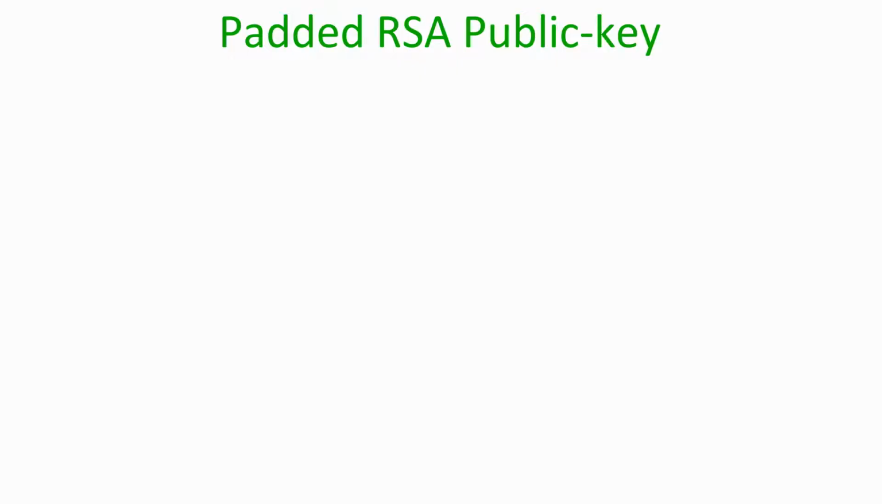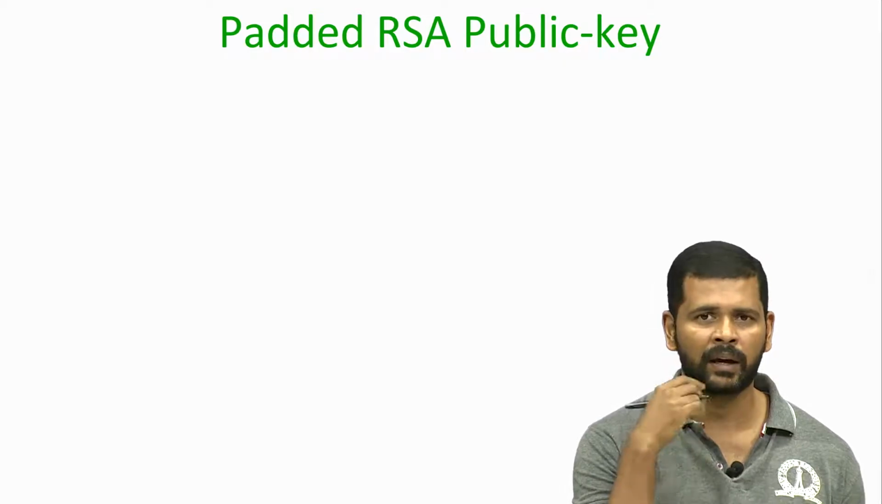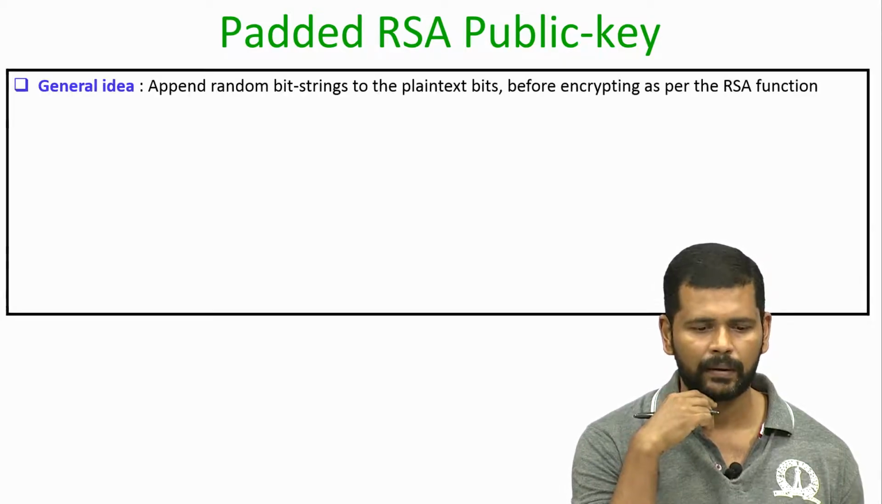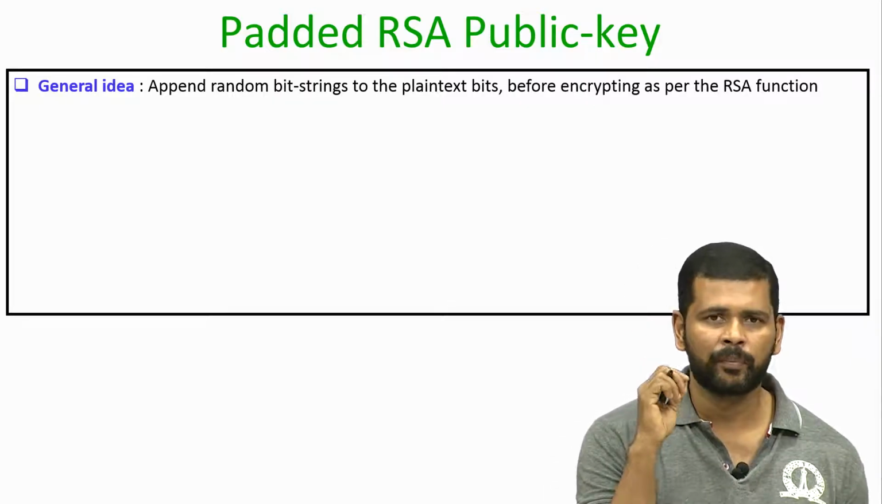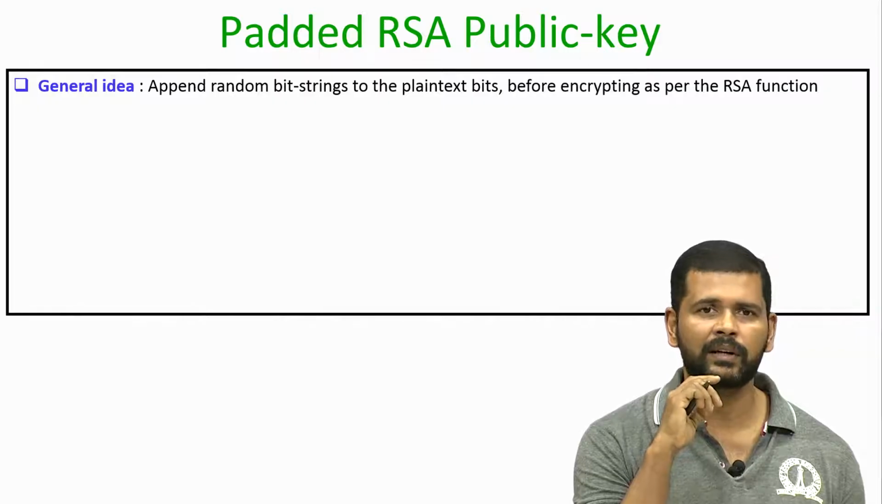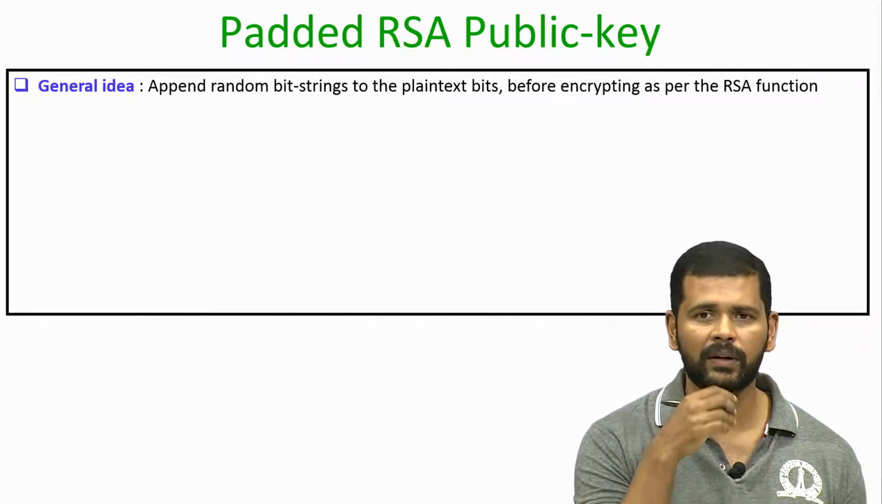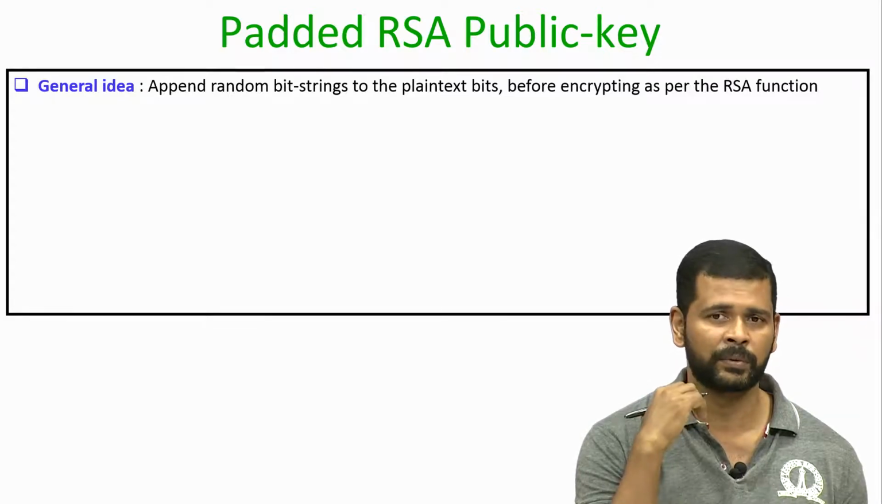And it turns out that there could be several other possible attacks which can be launched on the plain RSA encryption process. So, this brings us to the concept of what we call the padded RSA public key crypto system. Basically the general idea here is that we have seen already that the plain RSA encryption process is a deterministic encryption process.